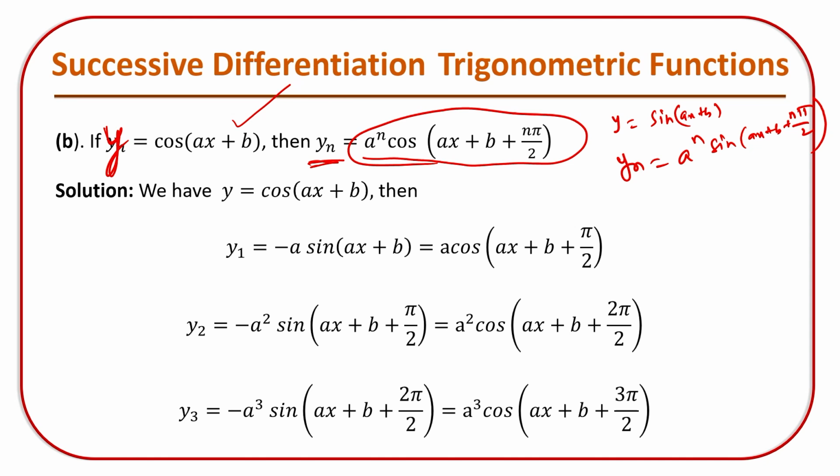So in a similar manner, y equal to cos(ax+b) also leads to a^n cos(ax + b + nπ/2). How to do this? Use a similar method and convert cos into sine and sine into cos. So y = cos(ax+b), y1 = -a sin(ax+b).